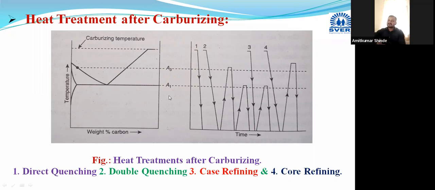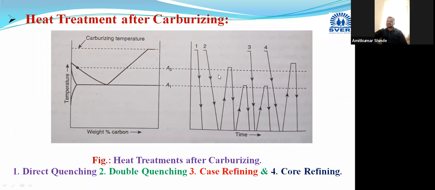Okay, and then the next type of quenching is the second. Here you can see the number two. This is the double quenching. What happens in double quenching? Now in this, from the carburizing temperature, the steel component is slowly cooled to room temperature, and again it is heated above the upper critical temperature, that is above this A3 temperature line.